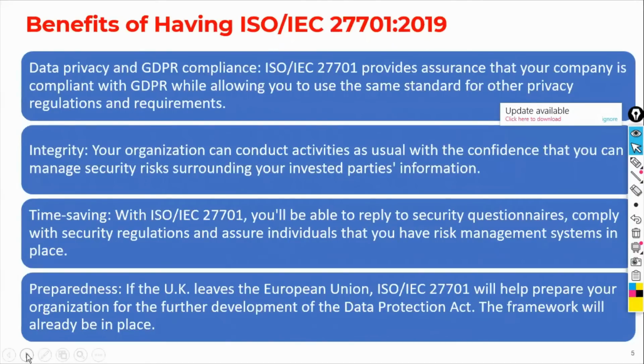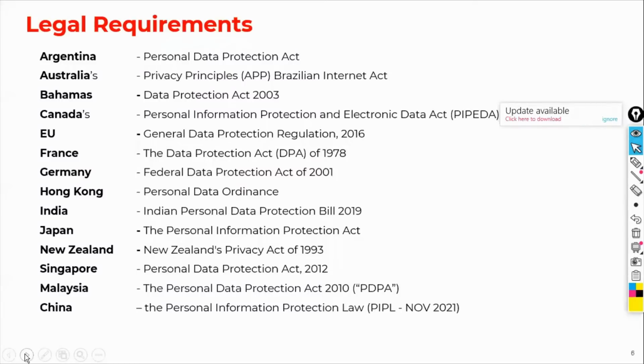What is the benefit of having ISO 27701? The moment we implement the ISO 27701 standard, it will comply with GDPR related requirements. It is going to protect the privacy of the users, and it also saves time compared to going for various regulations country wise. It is also going to save your time while implementing the standard.